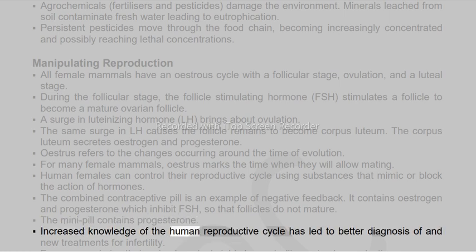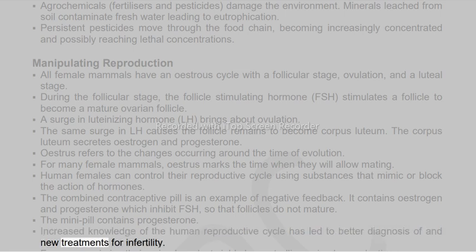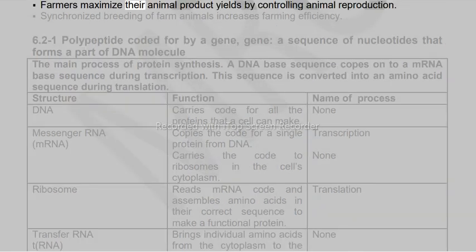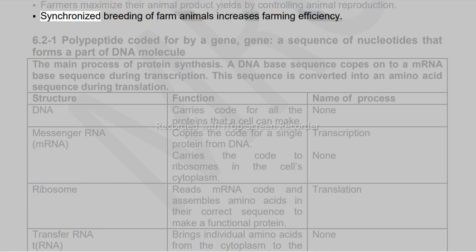Increased knowledge of the human reproductive cycle has led to better diagnosis of and new treatments for infertility. Farmers maximize their animal product yields by controlling animal reproduction. Synchronized breeding of farm animals increases farming efficiency.